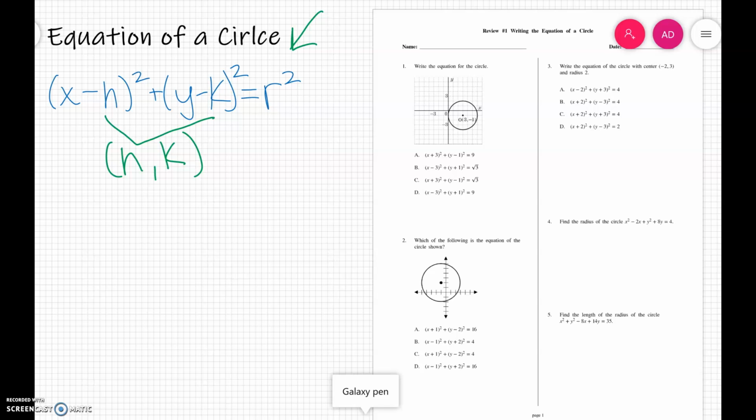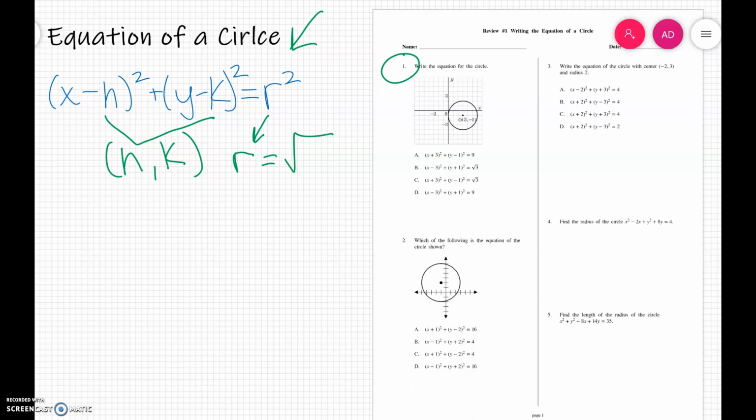Now the radius, this number on the right side is the radius squared. So to get your radius, you would have to take the square root of the number. If I look at the first question for you, in order to write the equation of the circle, you need the center, which you have, and you need to count the radius.